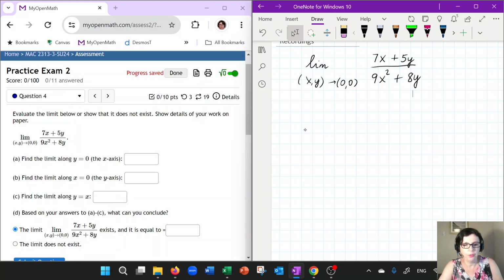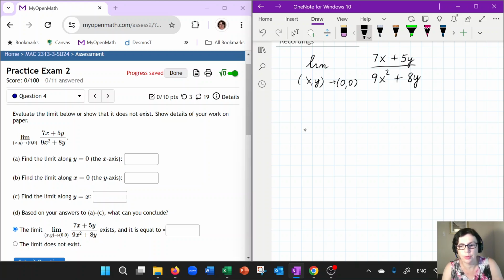In this question 4 of practice exam 2, we are looking at a limit as x and y approach 0, 0 of a fraction 7x plus 5y divided by 9x squared plus 8y. This limit will not exist. Normally these limits sometimes exist, but a lot of times they don't, because depending on the path, we will get different answers.